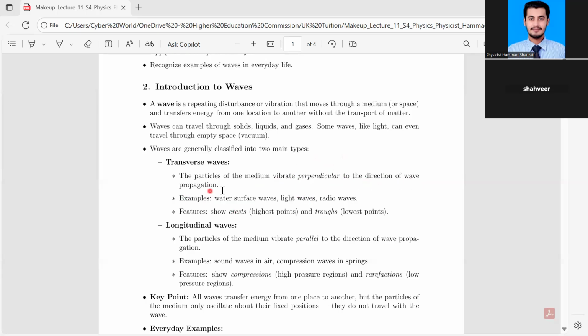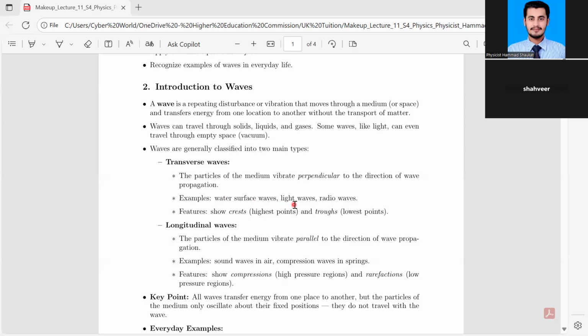What is the direction of propagation? Direction of propagation means the direction of the wave in which your wave is traveling, right? So if your particles vibrate perpendicular to the direction of propagation, this type of wave is known as a transverse wave. Examples are water waves, light waves, and radio waves. Every light in the universe is a transverse wave. Remember that, okay?